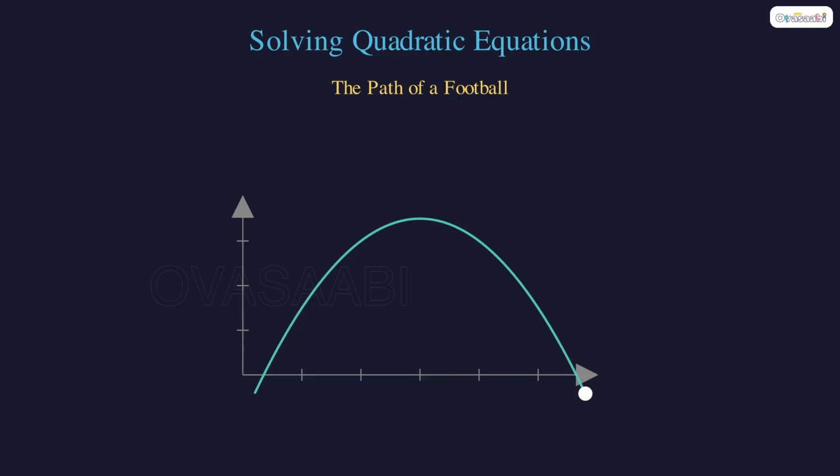When a footballer kicks a ball into the air, its path forms a curve called a parabola. Quadratic equations describe this curve. Today, let's learn to solve them.